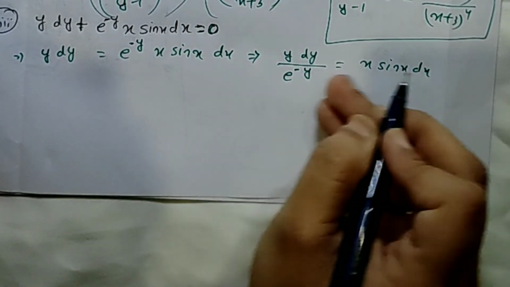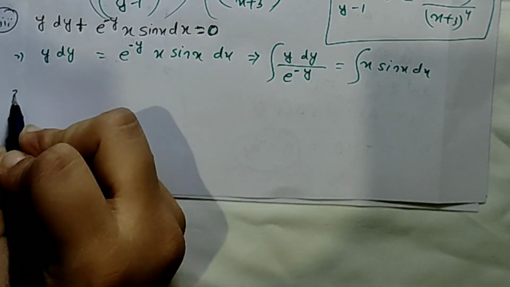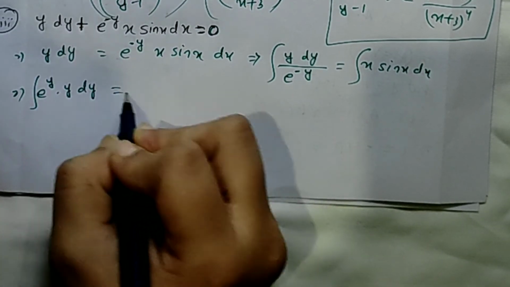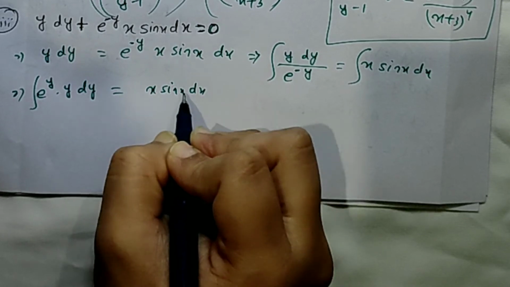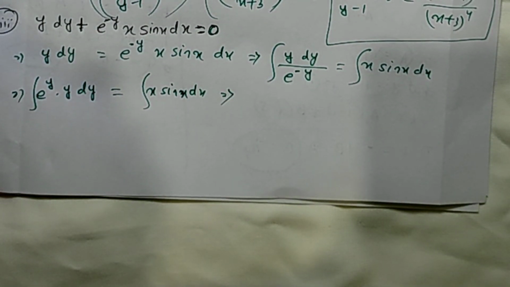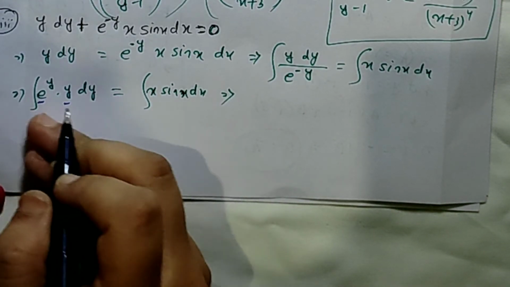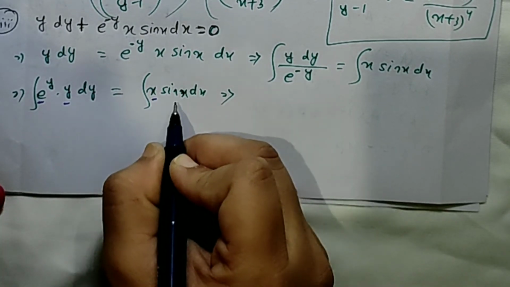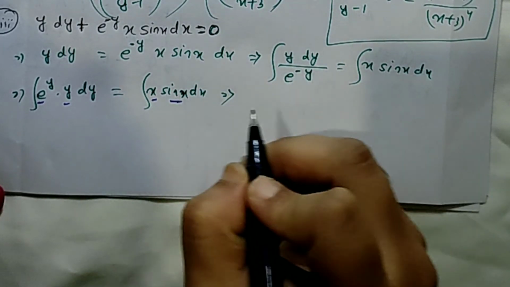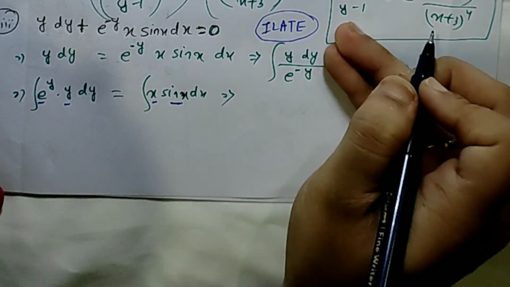Now I have separated the variables, so now I can take the integration. Implies e power minus y will be e power y into y dy integration is equal to x sin x dx integration. This is the function of y, this is the function of y multiplied together, this is the function of x, this is the function of x multiplied together. So this will be done by integrating by parts, ILATE rule, integrating by parts.